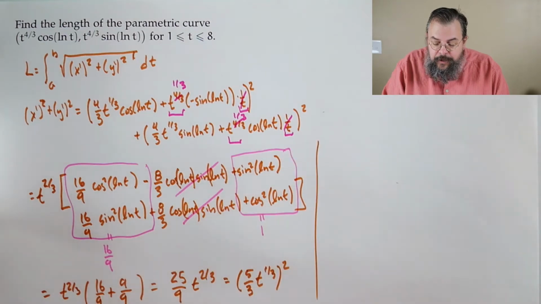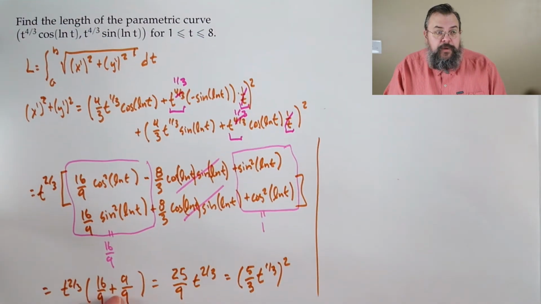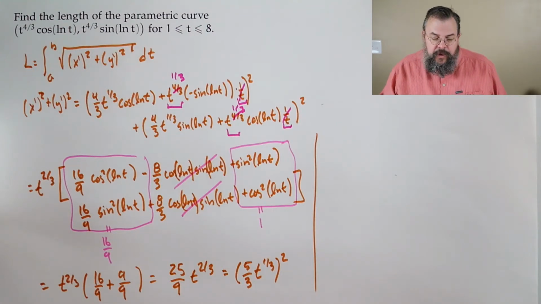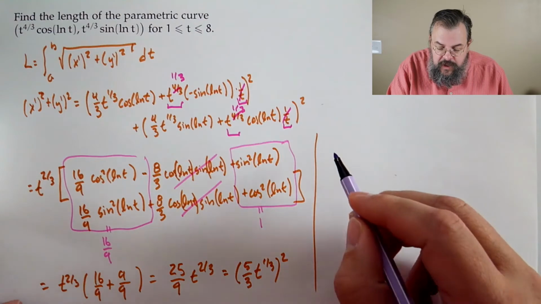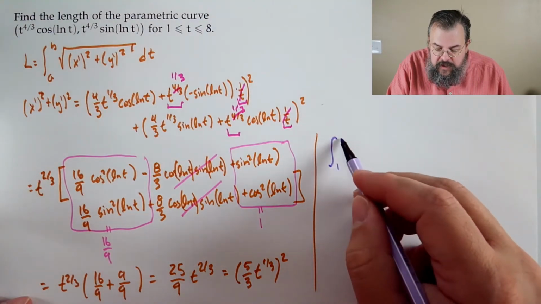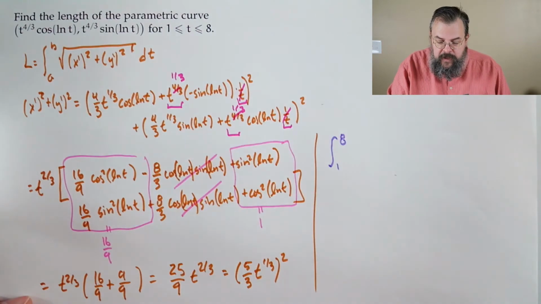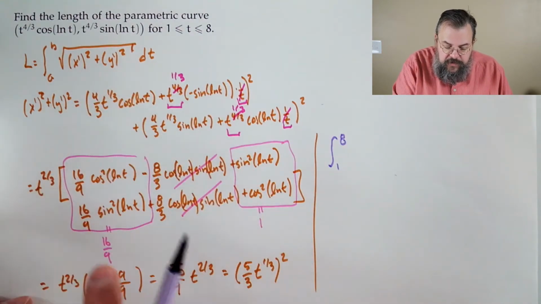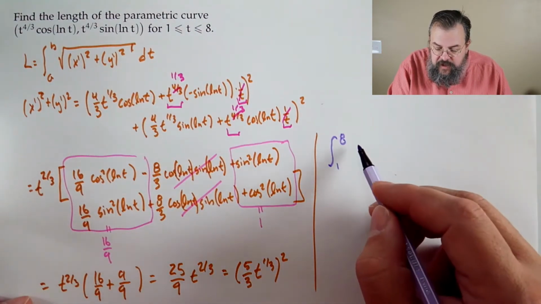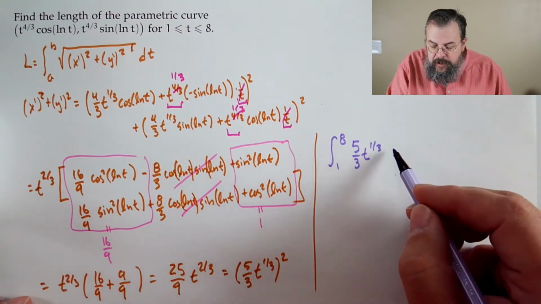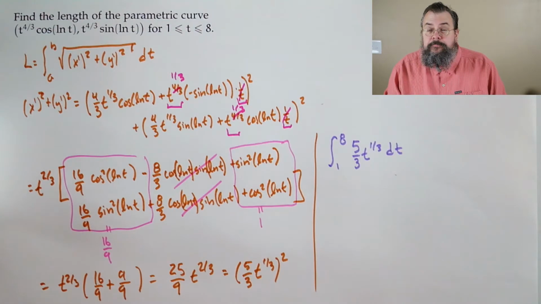Now, we're in great shape to finish up. Beautiful shape, really, if you think about what's left. Because what do we need to do? Well, we need to integrate, start to stop, 1 to 8, the square root of this expression. So the square root of this expression is 5/3 t to the 1/3 dt.